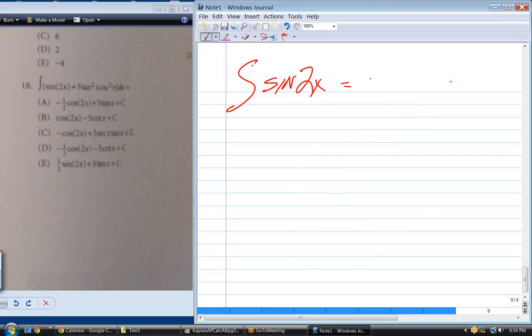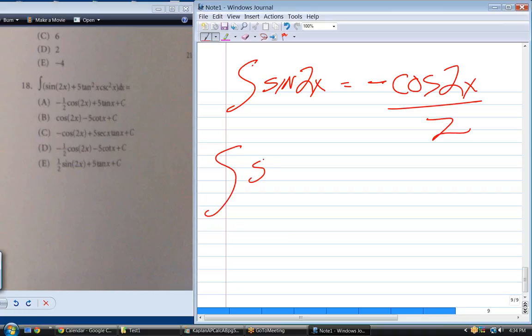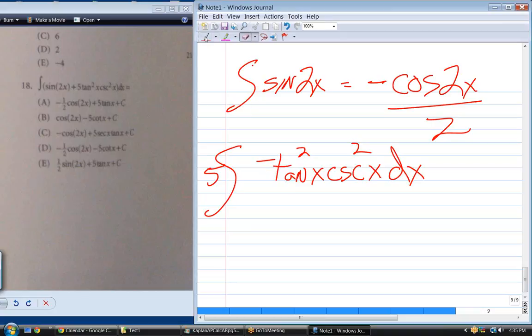All right, so let's see. We didn't finish it. The tough part is the second one. So what is the integral of 5 tan squared x cosecant squared of x dx? Well, I can certainly take the 5 out there. Let's do that, just to simplify everything.